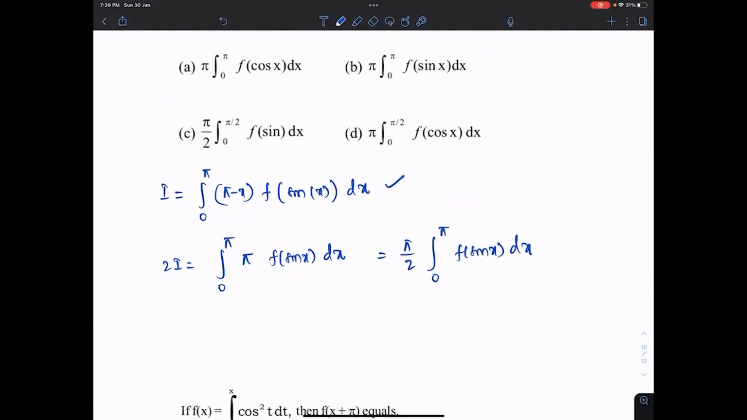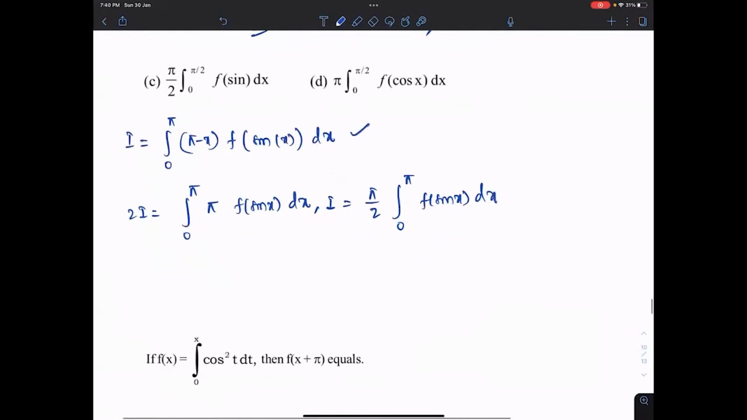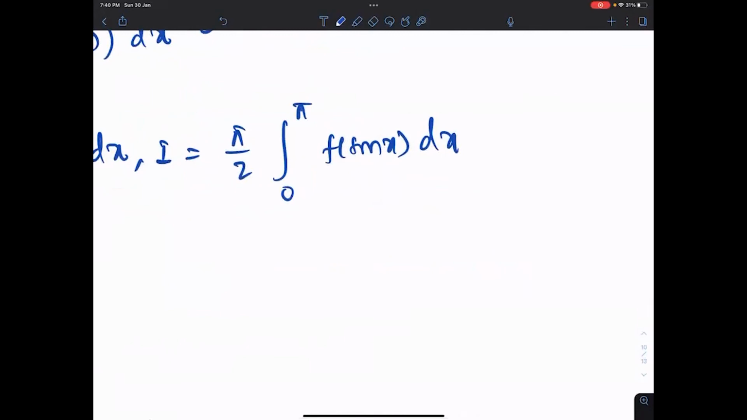No. Correct. There is no option. So I will be pi by 2 times... There is no option like that. Achha. So is there any mistake in the step? No. But you see, in the options 0 to pi, only two options are there, A and B. A is obviously wrong. Okay, f of cos x we are not getting here. B is also wrong because the 1 by 2 is missing. Okay. Now in C and D, the limits are up to pi by 2. How would 0 to pi have converted to 0 to pi by 2?